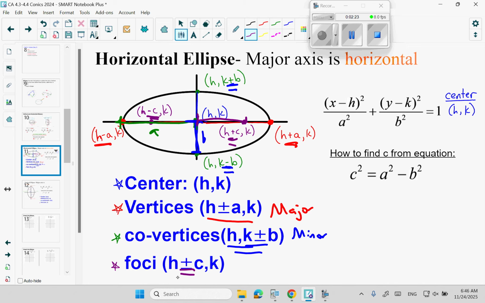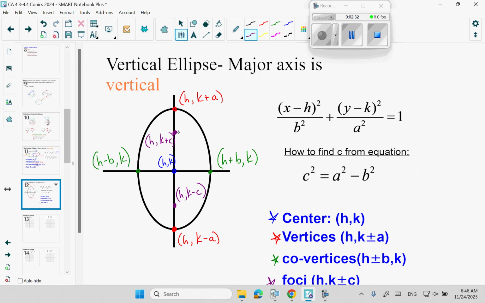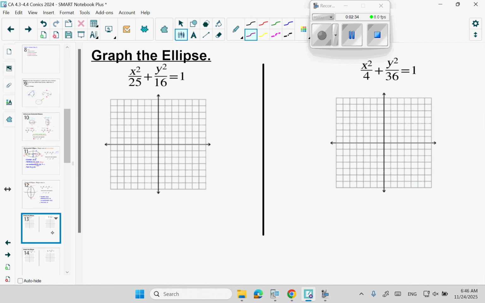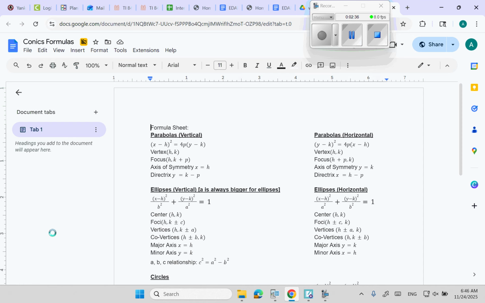So today you're going to need 5 different values, H, K, and A, B, C, in order to find all the values. Horizontal is the same, but flipped. So if we consult our formula sheet, we see that they get flipped for every coordinate that you need.